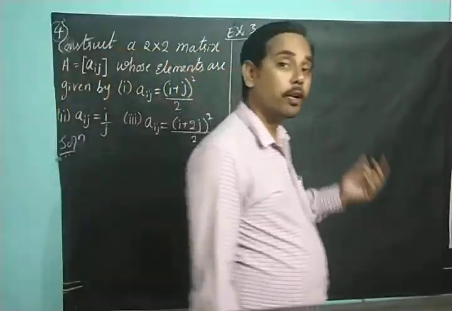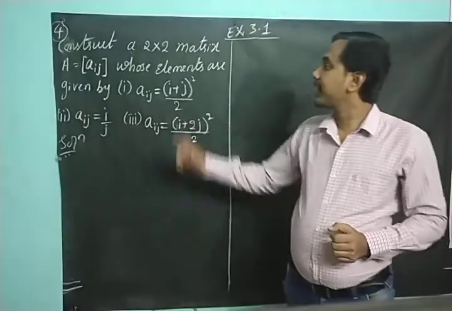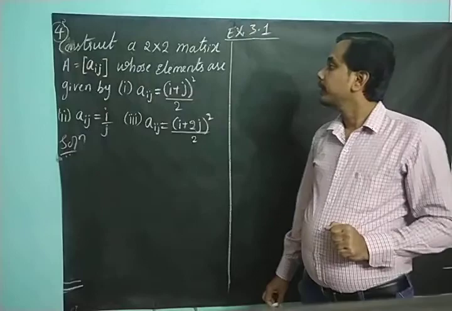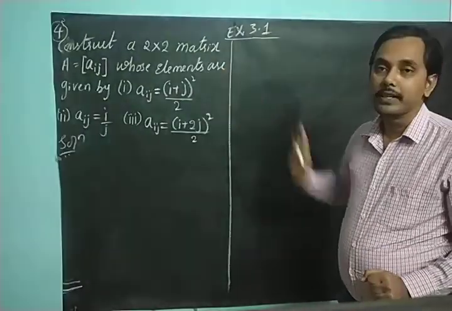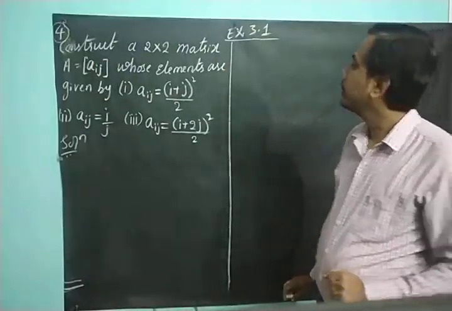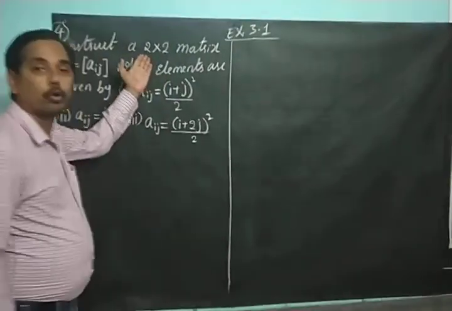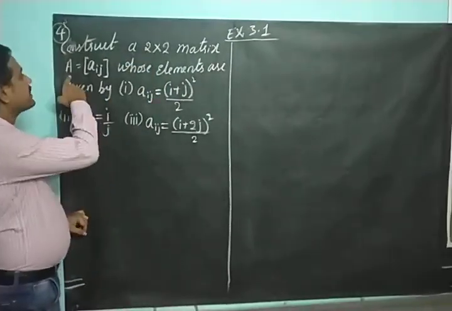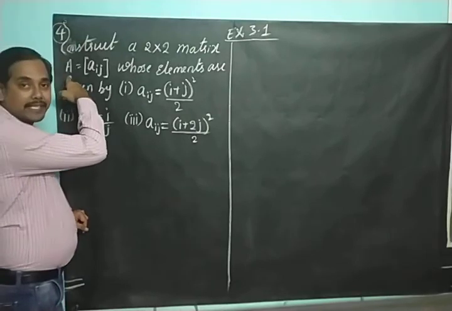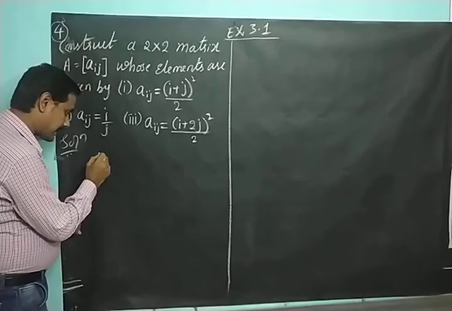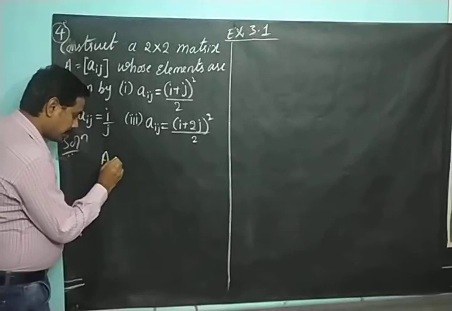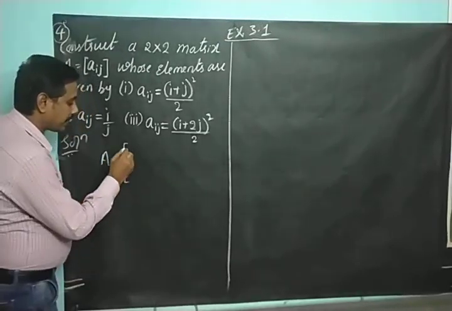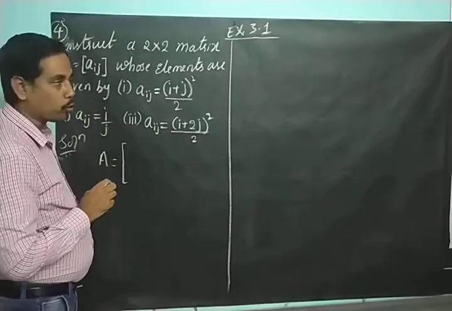And what will be the order of that matrix? It is given as 2 cross 2. So now let's check out how to solve this problem. We need to construct a 2 cross 2 matrix, so let A be that matrix. They themselves have given that the matrix is A, so let us consider the same thing. A is equal to, what is a 2 cross 2 matrix? It should have 2 rows and 2 columns.